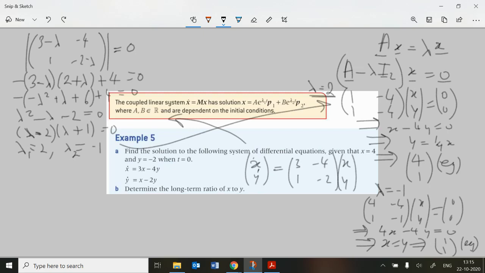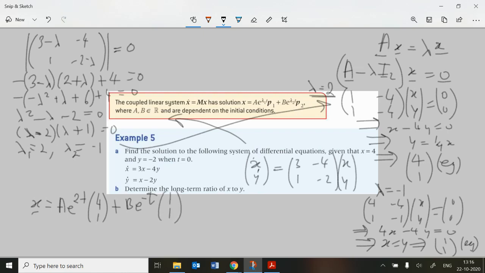So we've now got x. This is a vector, so I've put the underline there. We've got A, that's not a matrix. It's not the same as this matrix here. That's just a constant. We've got B to the 2t, and then we've got 4, 1 there. And we've got plus B, e to the minus t. So let's just bring in the other eigenvalue of minus 1. And then the eigenvector associated with that is 1, 1.